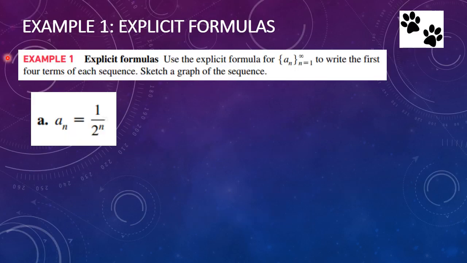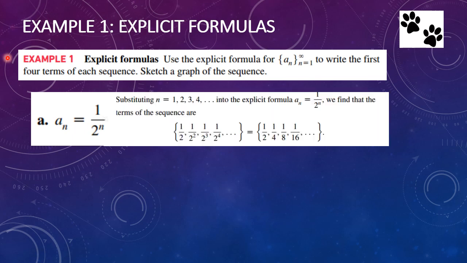So let's look at example 1, explicit formulas. Use the explicit formula for a sub n from n equals 1 to infinity to write the first 4 terms of each sequence. Sketch a graph of the sequence. Part a: a sub n equals 1 over 2 to the power of n. This is pretty straightforward to calculate the first 4 terms and then simply sketch a graph. When you're doing the graph, the n value will be the x-axis, and the a sub n formula value will be the y-axis. So go ahead and hit pause, do this, and then you can compare your results.